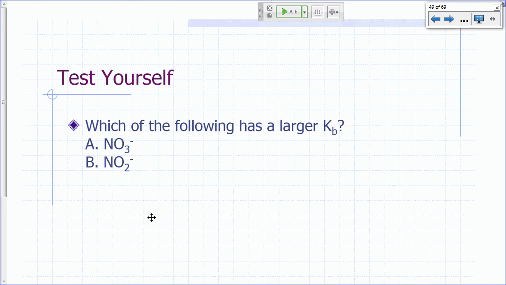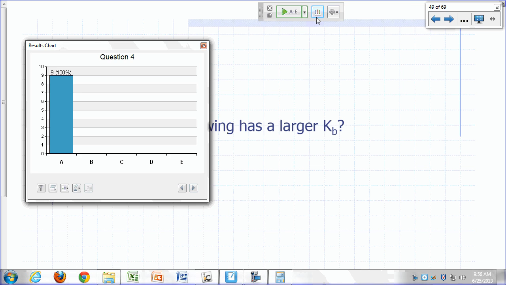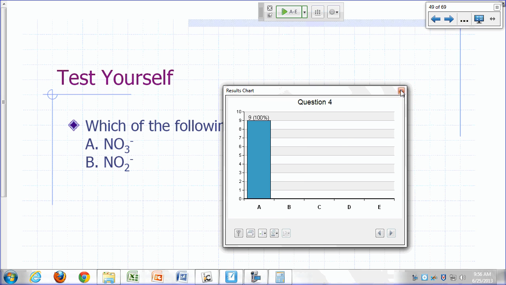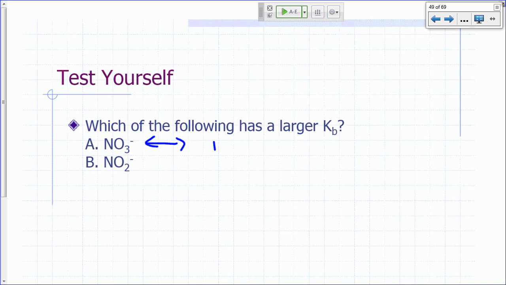Which of the following has a larger Kb, A, nitrate, or B, nitrite? Which one has a greater tendency to pick up a proton from water? Remember, a base is a proton acceptor. What's the conjugate acid of nitrate? HNO3, right? And the conjugate acid of nitrite is HNO2. Which of these is a strong acid? This is a strong acid, right?